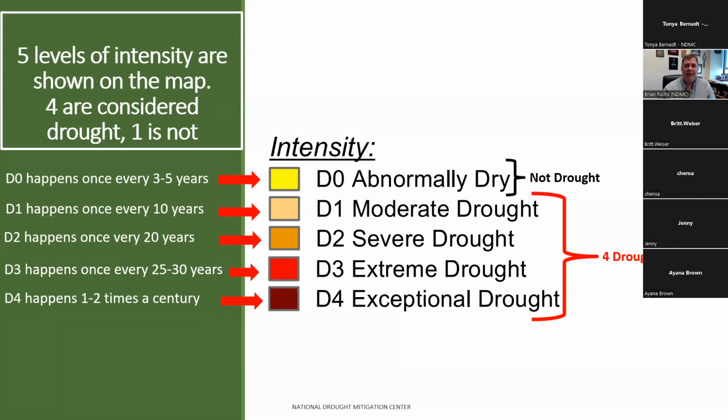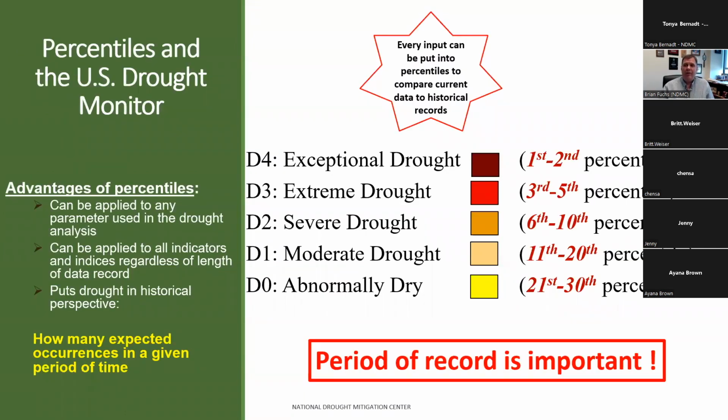These statistics are not only looking at a broader region or a broader area, but also looking at if we were considering if we had 100 years of drought monitor data, this would be the frequency that should be expected over time. And so what we use in putting together the drought monitor is these percentile rankings. The advantages of percentiles is they can be applied to any of our indicators, regardless of the period of record. So you may have 80 years of precipitation record, 50 years of stream flow record, and maybe only 30 years of soil moisture record.